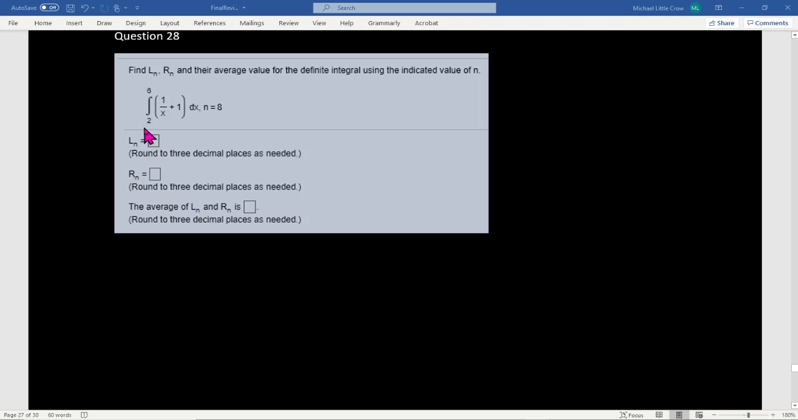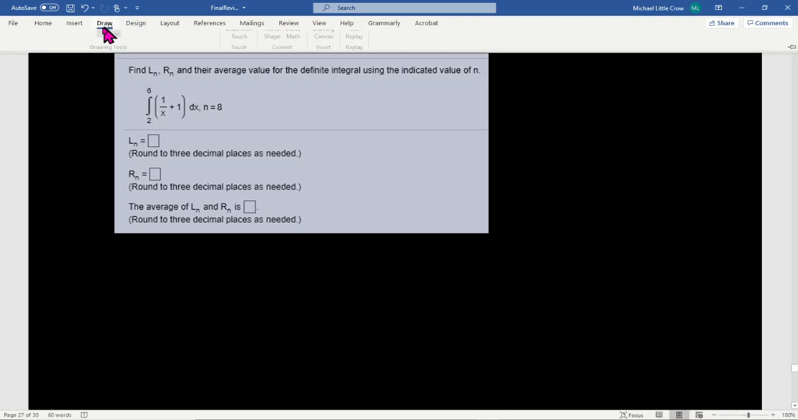So we're going to integrate this from 2 to 6. This is our function that we're integrating. We're finding the area under this curve, and we're going to use 8 different rectangles, or we're dividing it into 8 rectangles.